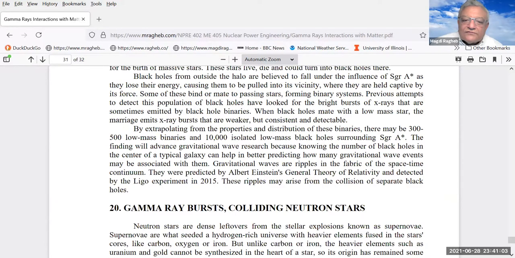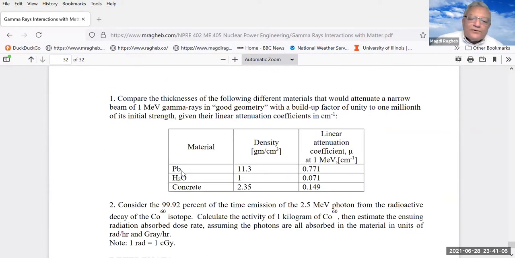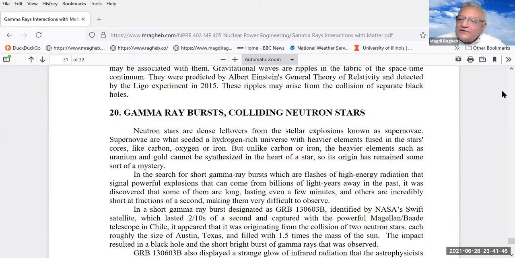I think if we go to the exercises at the end of the chapter, I want you to compare lead to water to concrete with different linear attenuation coefficients for a gamma photon of 1 million electron volts. Compare the thickness of concrete that would reduce the beam intensity by a factor of 1 million or a factor of 1 billion. You find obviously that the higher the mass attenuation coefficient, the lead, for instance, you'll get a better attenuation than concrete. For concrete, to attenuate a gamma photon at 1 million electron volts, you need almost a meter of concrete in general.